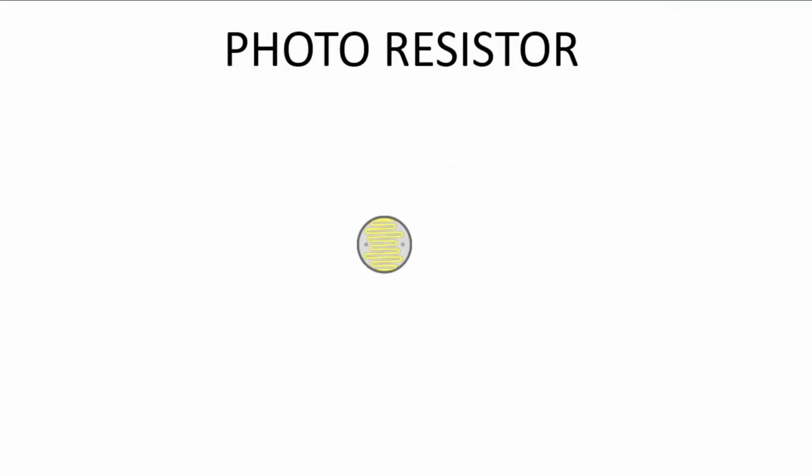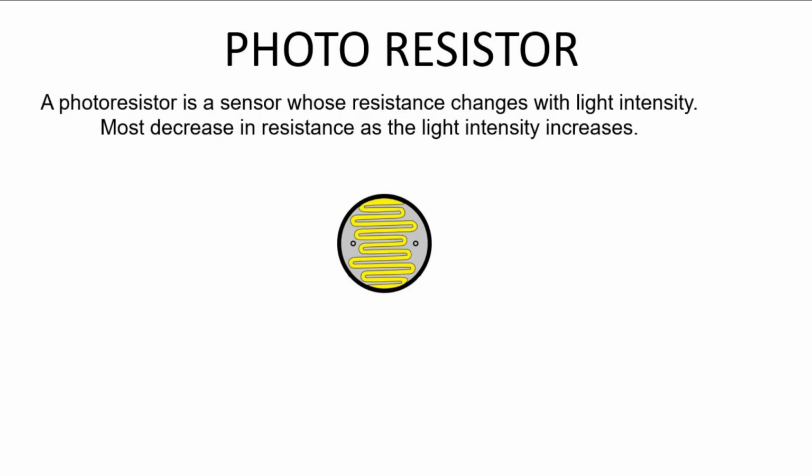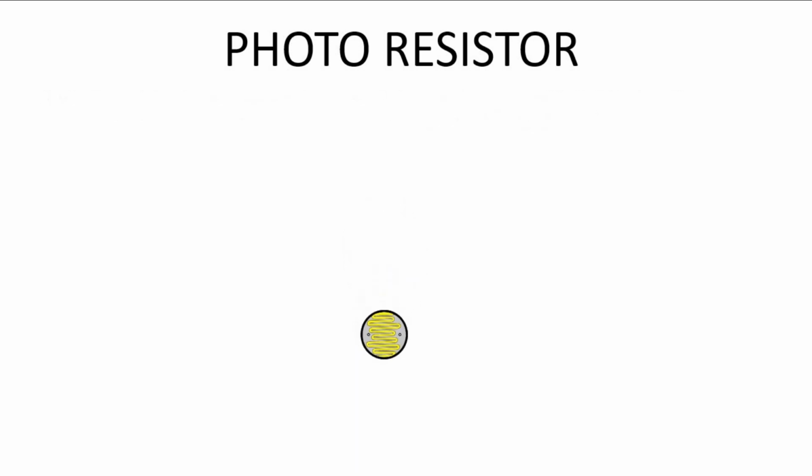Photoresistors, also called light-dependent resistors, are resistors for which resistance changes with light intensity. In order to measure light intensity, we need to convert this change of resistance into voltage so our microcontroller can read it and react to it. The easiest way to do it is with a voltage divider circuit.